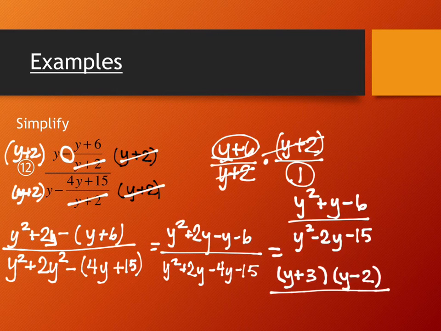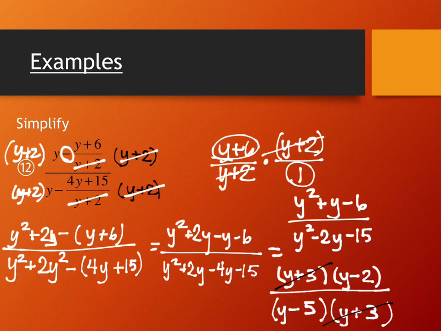I'll do the same thing on the denominator. Again, it's fairly nice because it's got a coefficient in front of the y squared as 1. My signs again don't match, so I have a negative and a positive. I need two numbers that multiply to 15 and add to 2. So I need 5 and 3, and I have negative 5 and positive 3. Does anything reduce? Yeah, the y plus 3's match, so they cancel.